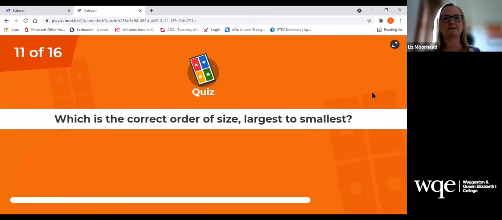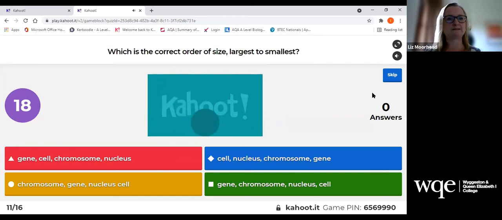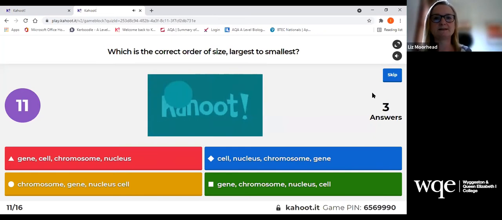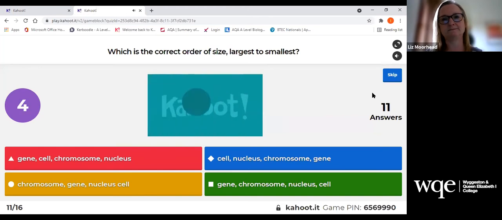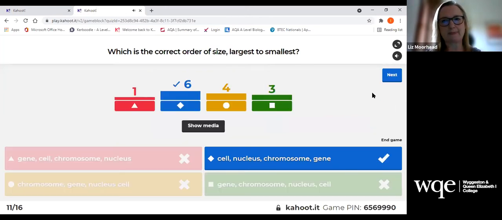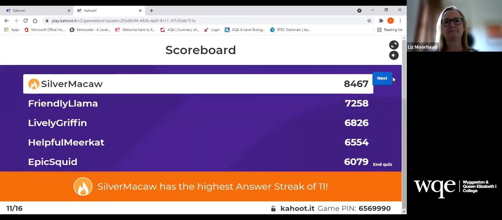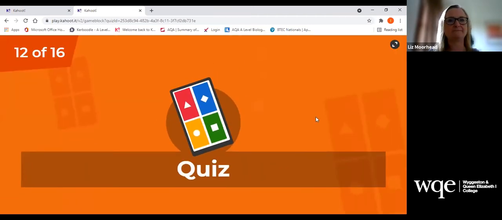Which is the correct order of size from smallest to largest? Is it gene, cell, chromosome, nucleus, chromosome, gene, nucleus, cell, cell, nucleus, chromosome, gene, or gene, chromosome, nucleus, cell? It is cell, nucleus, chromosome, gene. Ooh, Silver McCall in the lead there.